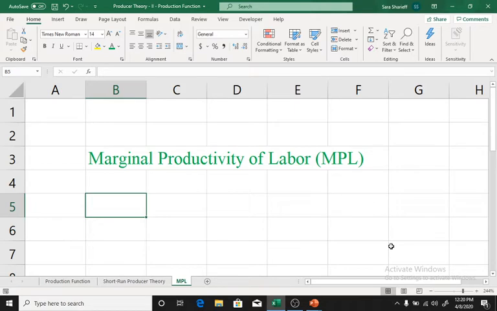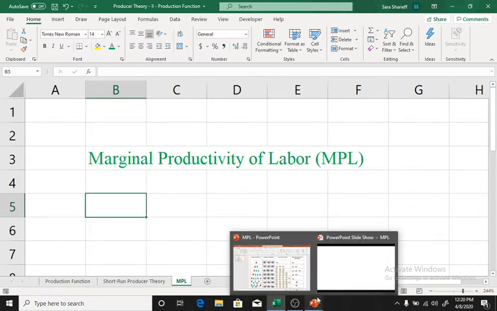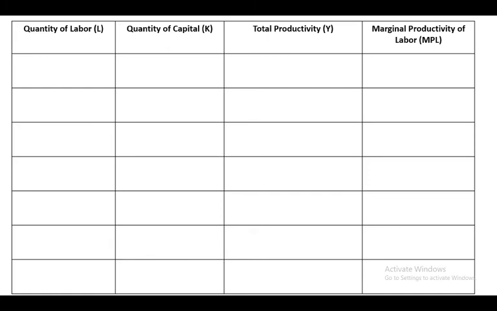And I would like to explain this concept with the help of an example. Alright, these are our 4 columns: quantity of labor, quantity of capital, total productivity, that is, total output, and marginal productivity of labor. I'll tell you later what is meant by marginal productivity.